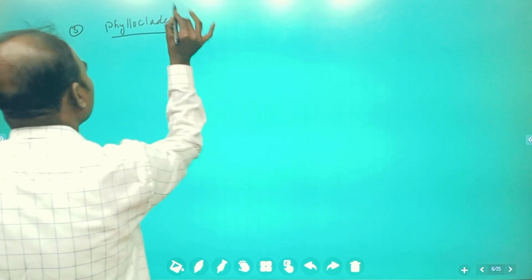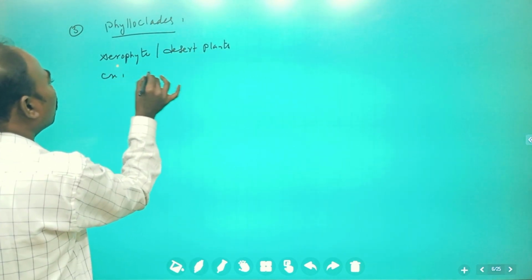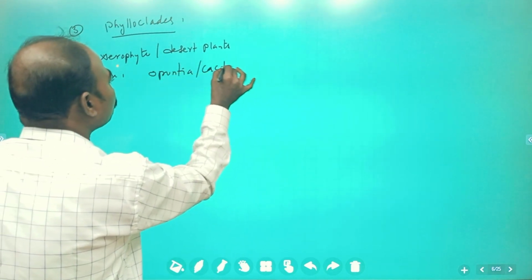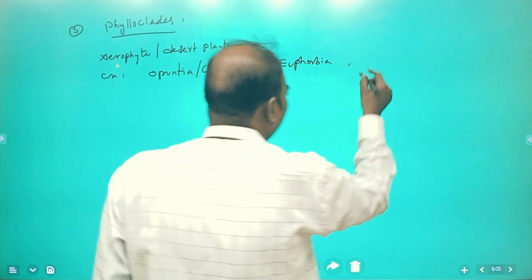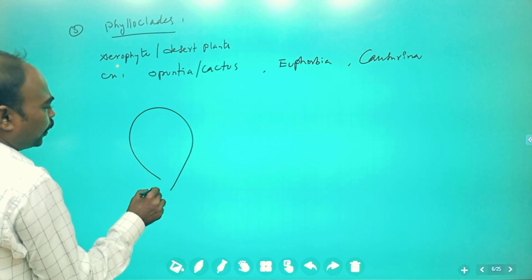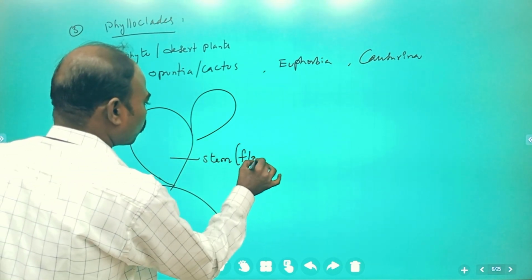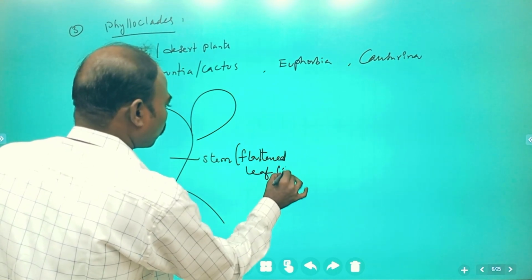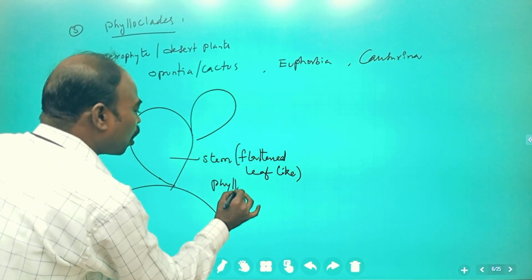Then thirdly, phylloclades. In some plants belonging to xerophytes or desert plants, for example, Opuntia or cactus, euphorbia, and in casuarina, the stem itself is modified into flattened leaf-like structures, called phylloclades.